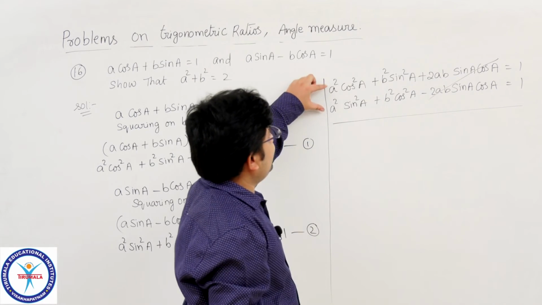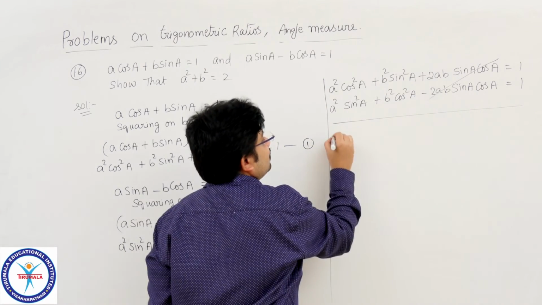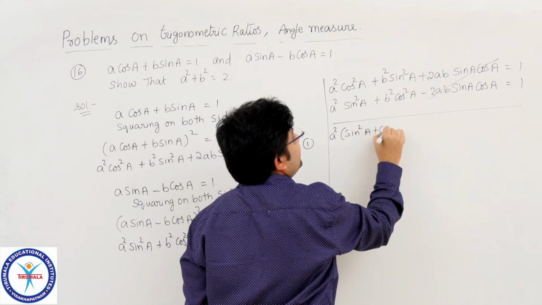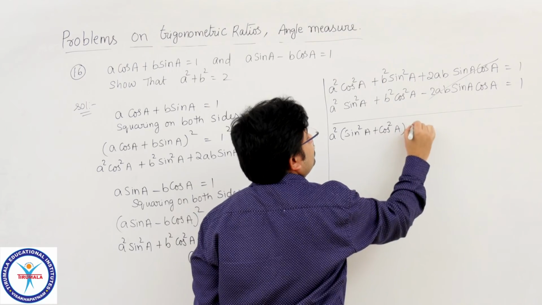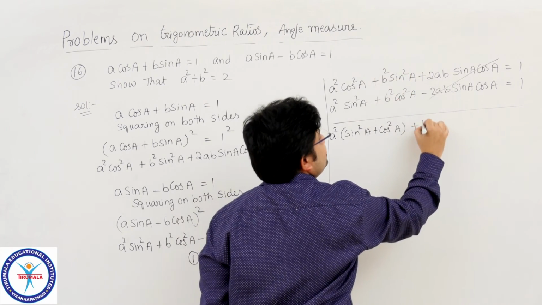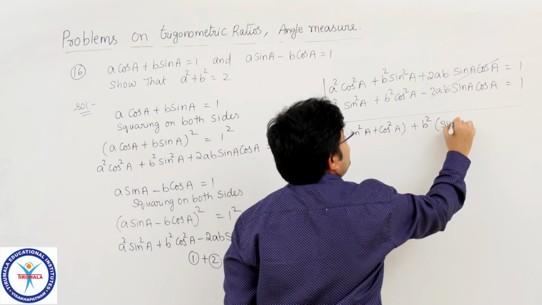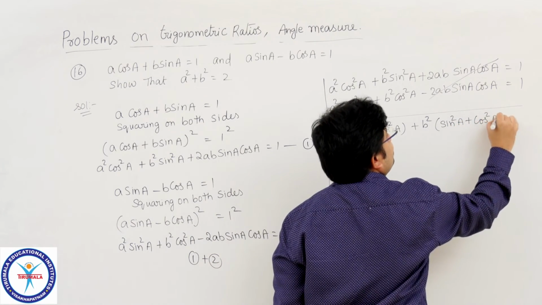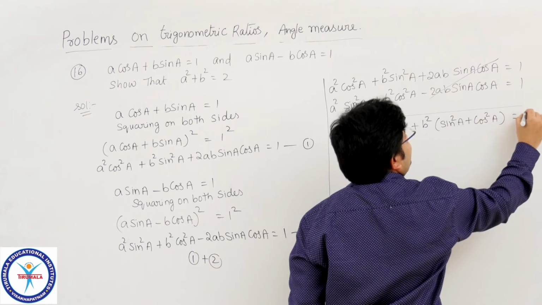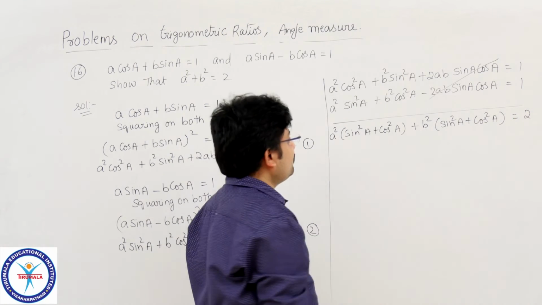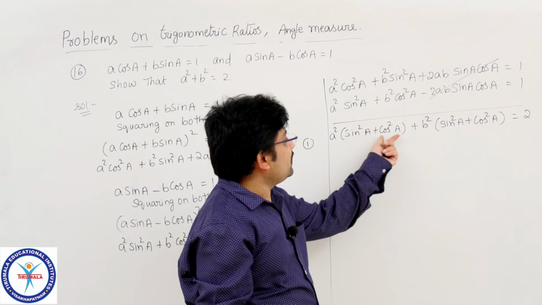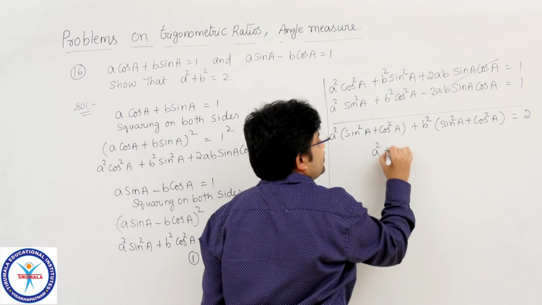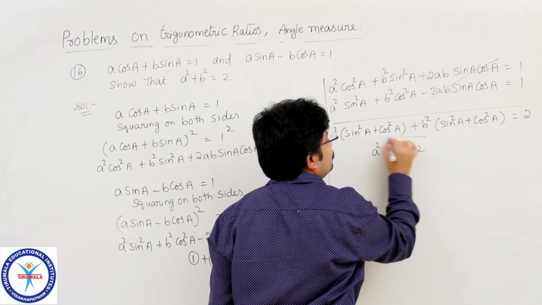Here in this, if you take a square as common, it will be sin square a plus cos square a, plus if you take b square as common, it will be sin square a plus cos square a, and here 1 plus 1 is 2. From the trigonometric identity, sin square theta plus cos square theta is equal to 1. Therefore, a square plus b square is equal to 2.